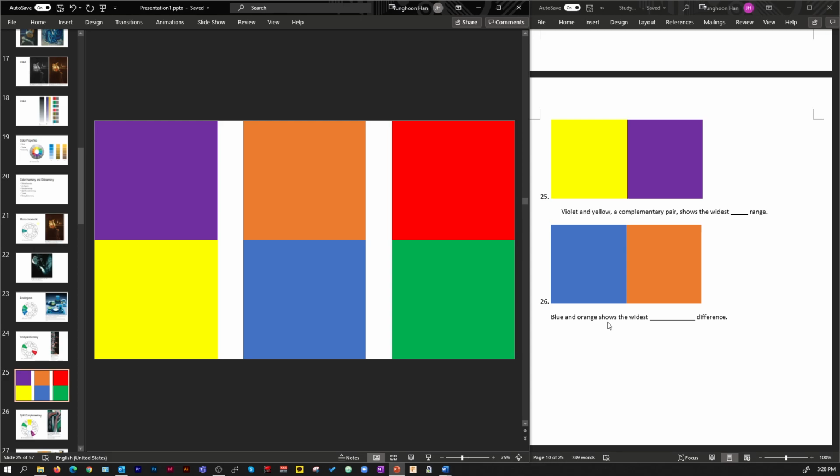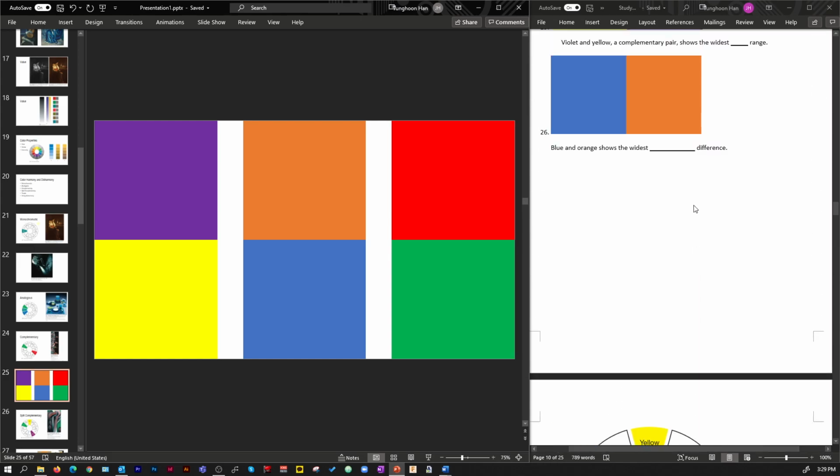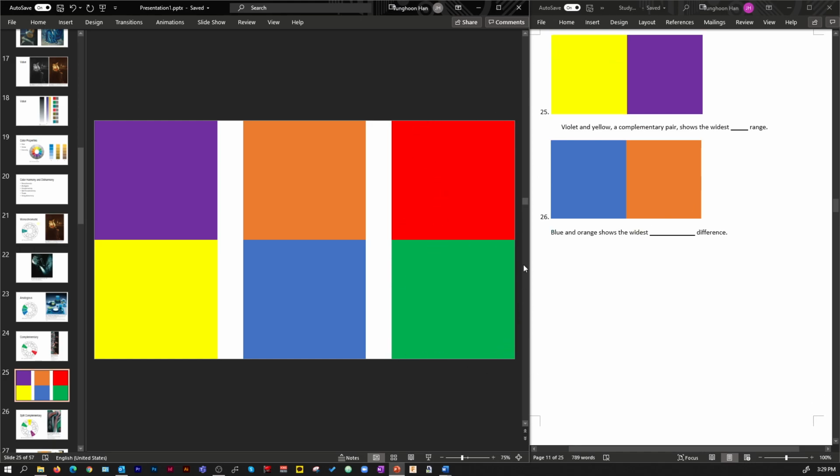Violet and yellow, a complementary pair, show the widest value range. Meaning that if you turn this into black and white, you'll see that the purple becomes a much darker gray, and the yellow becomes a much lighter gray. Blue and orange show not as much value difference, but rather a temperature difference, as this is a warm color and a cool color. And red and green show the most similar value when converted into a black and white picture.